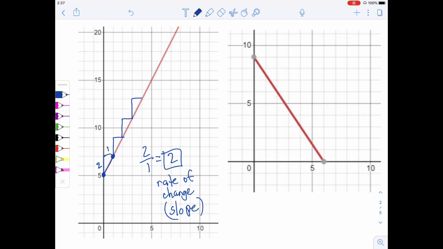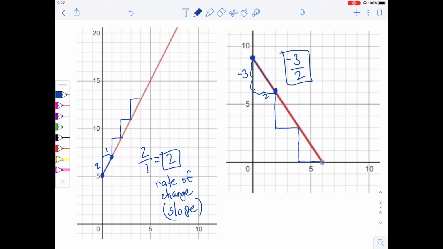Okay, for the second one, start at 9, and then we're going to go down. So we hit a corner, which is right there. Then we're going to count. So now we're going down, right? So 1, 2, 3. Since we're going down, it's negative. Negative 3, then positive 2 to the right. And we're still going: negative 3, right 2. Negative 3, right 2. So our rate of change is negative 3 over 2. Let's leave it as a fraction. So that's our rate of change, which is also our slope.